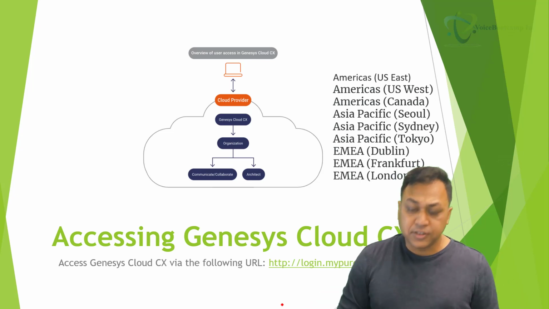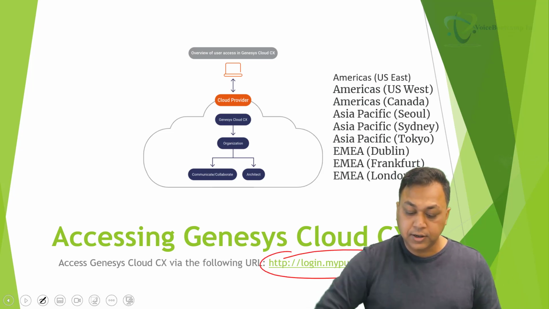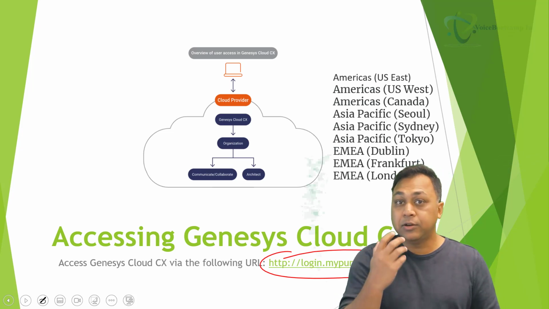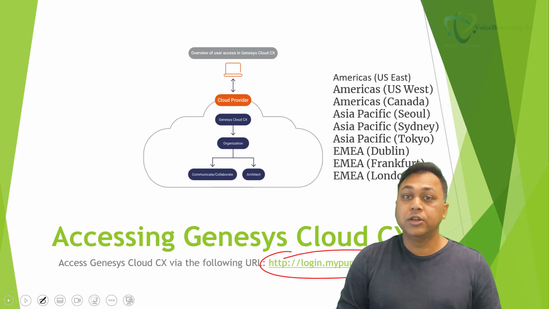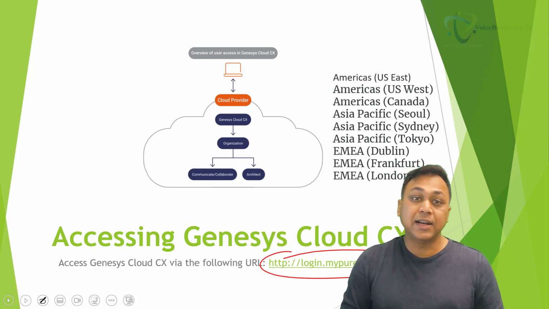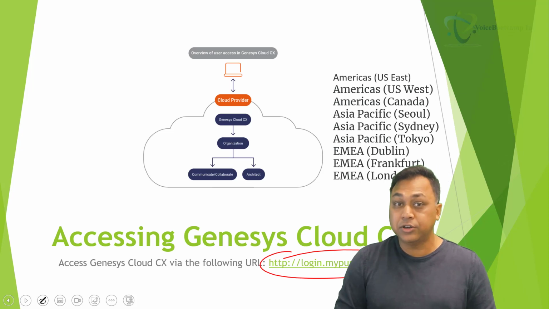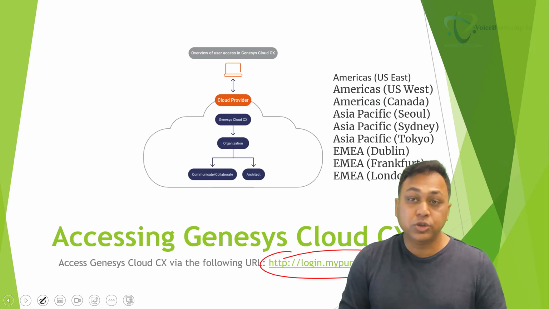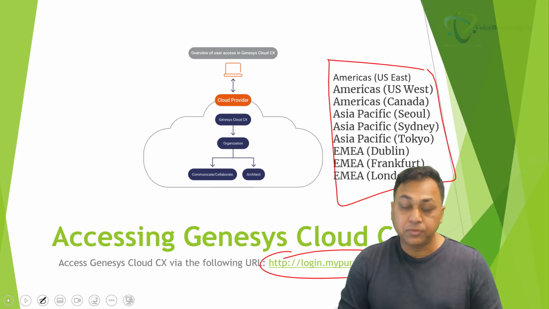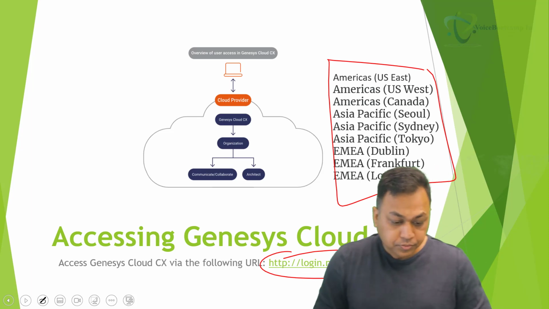To access Genesys Cloud, you would go to your URL, login.mypurecloud.com, and then, provided with your username and password, you will be able to log in. When you go to your Genesys Cloud URL, the default region is set to US East. It is mandatory to select the correct region before you enter your credentials. If you're not sure which region you belong to, you may want to talk to your administrator. These are some of the supported regions that are available for Genesys, for example.